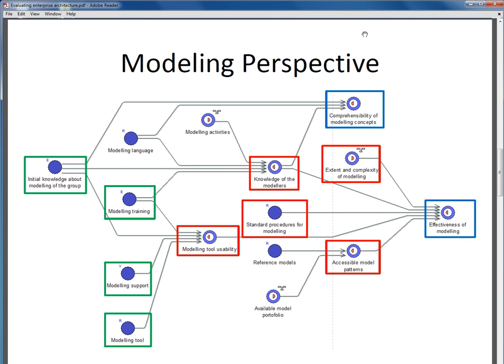So the first perspective is the modeling perspective. Direct effects on modeling can be viewed in the following factors and intermediate results. They reflect a direct relationship to the result and to achieving effectiveness of modeling. The direct contributors include extent and complexity of modeling, standard procedures for modeling, modeling tool usability, and accessible model patterns.